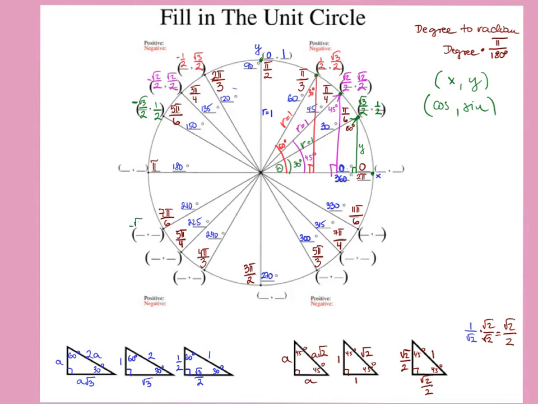So negative √3/2 and negative 1/2. Then I move to my 135-degree, and if I reflect it over the x-axis, I get to 225 degrees, and again both parts of the ordered pair will be negative. So I'm going to have negative √2/2 and negative √2/2.